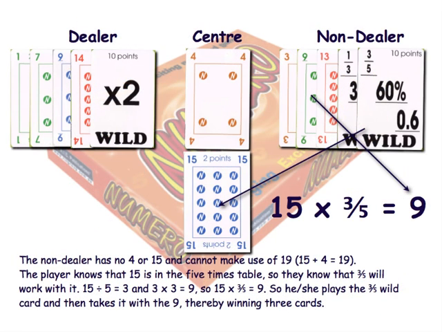The non-dealer has no 4 or 15, and cannot make use of 19. 15 plus 4 equals 19. They know that 15 is in the 5 times table, so they know that 3/5 will work with it. 15 divided by 5 equals 3, and 3 times 3 equals 9. So 15 times 3/5 equals 9. So they play the 3/5 wild card, and then take it with their 9, winning 3 cards.